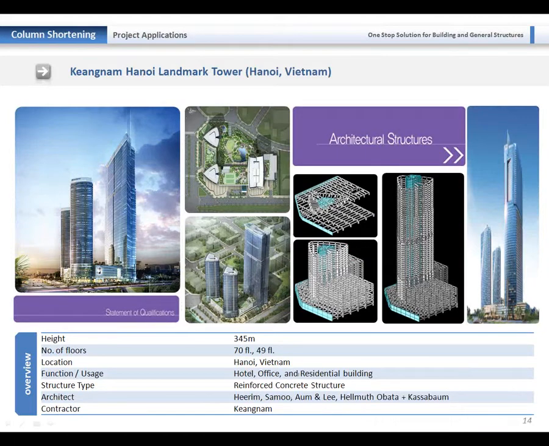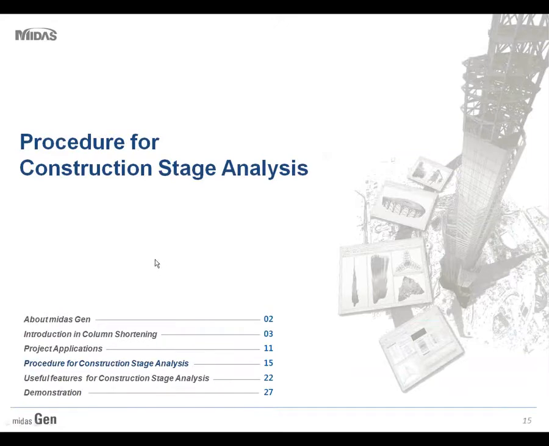The other application is Hanoi Landmark Tower in Vietnam. It has been constructed by Gyeongnam, and it has a 40-floor building and 94-floor twin towers. Also for those buildings, Midas Gen has been used for the column shortening. So we have seen the general concept and the project application. I would like to show you the procedure of how we can define those data in Midas Gen.